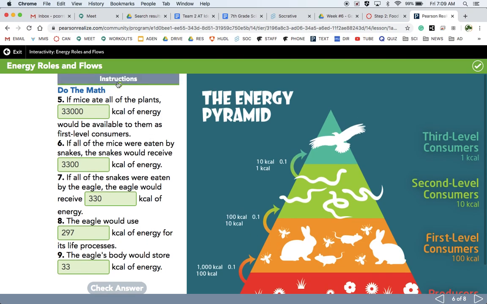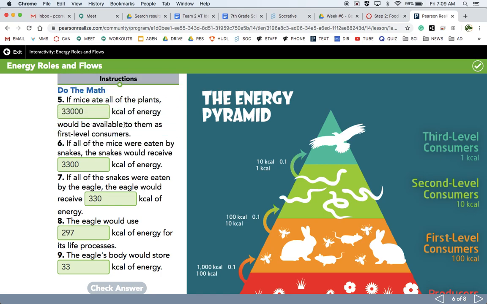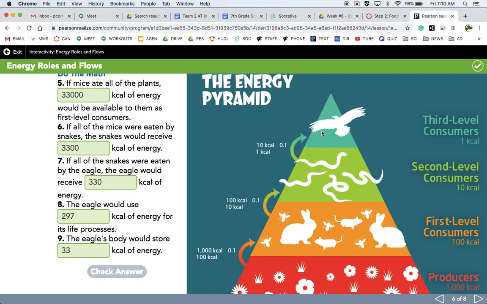So an easy way to do this, when we're starting with this 330 calories, all we had to do in this first level is multiply it by 0.1. And that basically knocks off one whole zero. So we went from 330,000 to 33,000 in that first level when these mice ate all the plants. Then when the snakes ate all the mice, we lost another 90% of the energy. So we multiply by 0.1 and we knock another zero off. Now, if the snakes were eaten by the eagles, we'd lose another one. So we're down to 330 kilocalories of energy at this point.